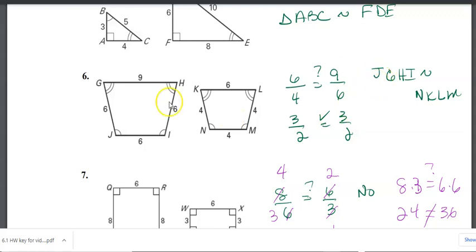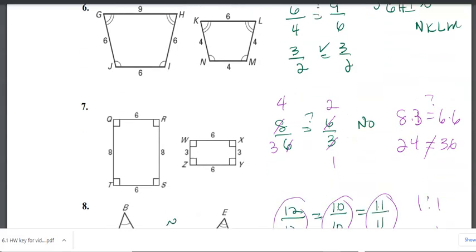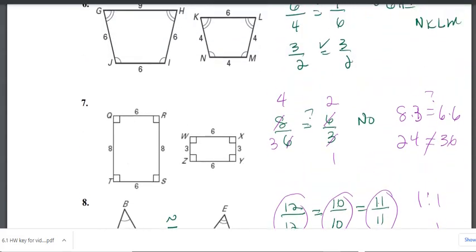Let's name your shape. I went single, double, double, single, which was JGHI. So I'm going to go single, double, double, single, which is NKLM, and that's the correct way to write that. Okay, that brings us to 7. Now look what happens to 7.